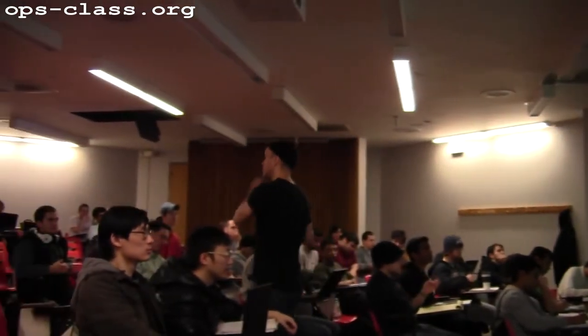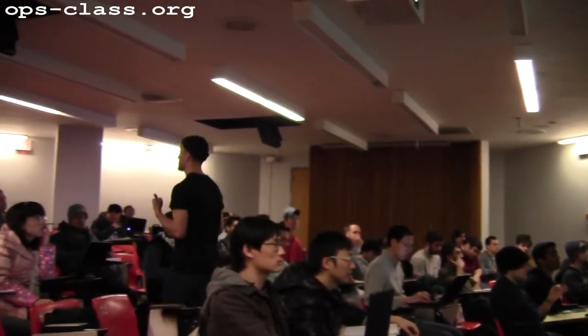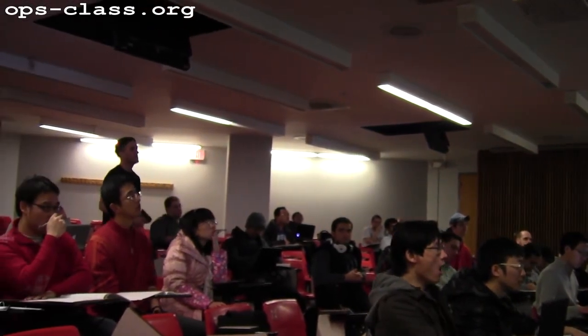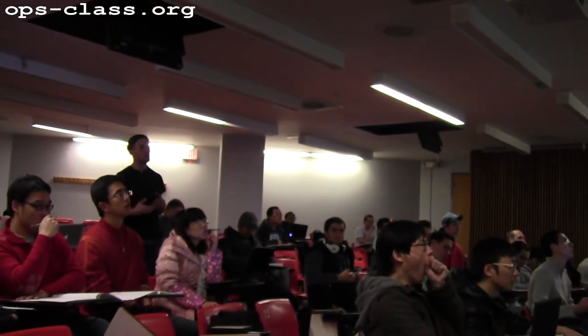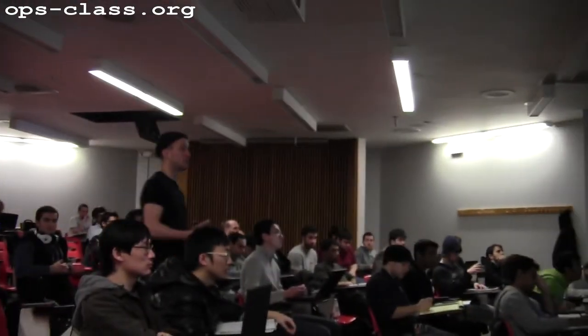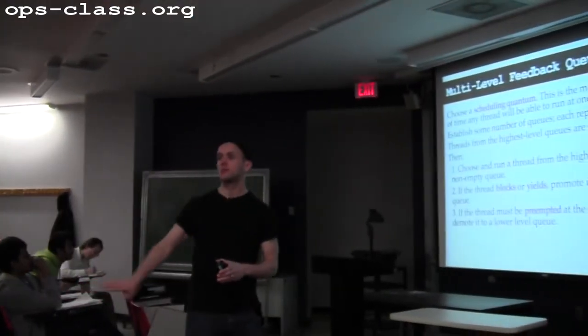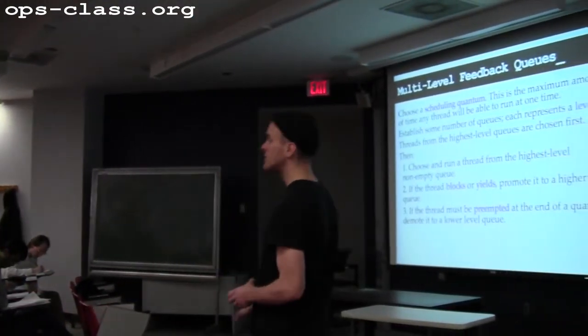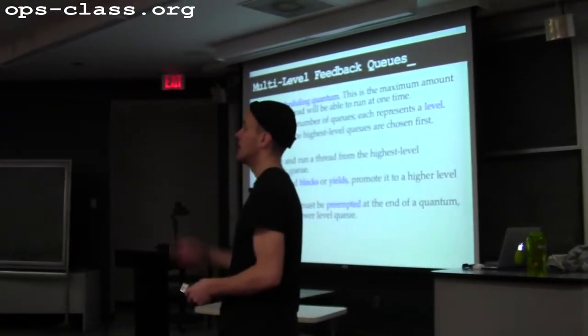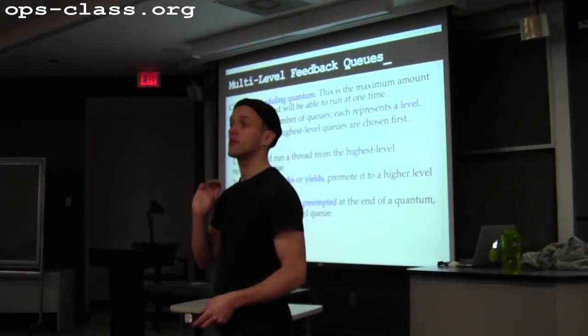So let me present it first, and then we'll walk through an example. Okay. So multi-level feedback queues are designed to prioritize threads that block before they finish their quantum, and penalize threads that complete their quantum. The way I do this is I add a new abstraction to my scheduling model, and that abstraction is level queues and levels, right?